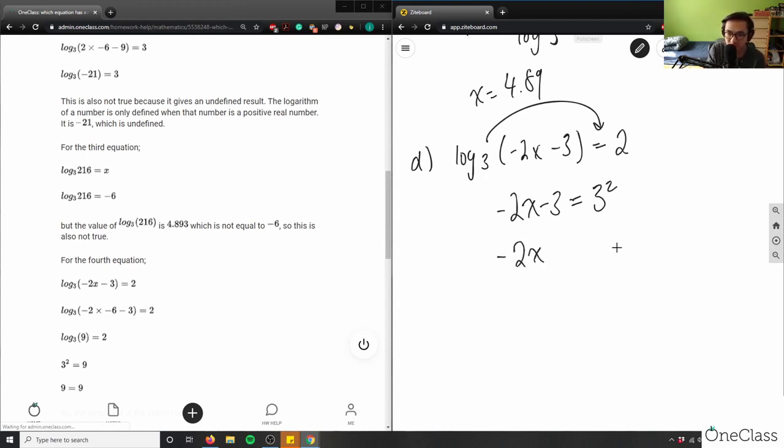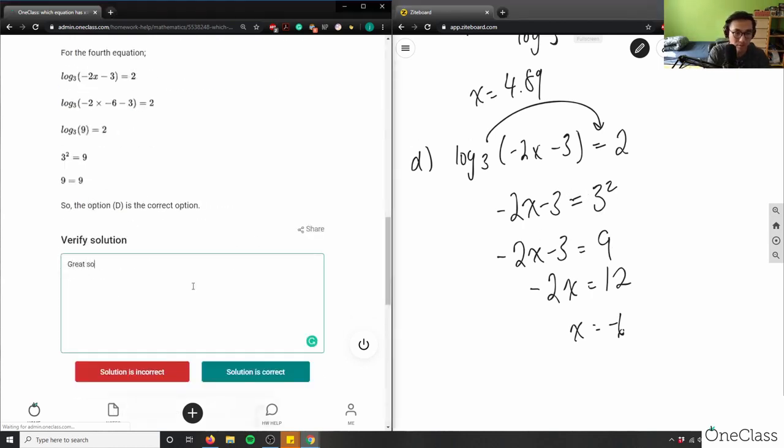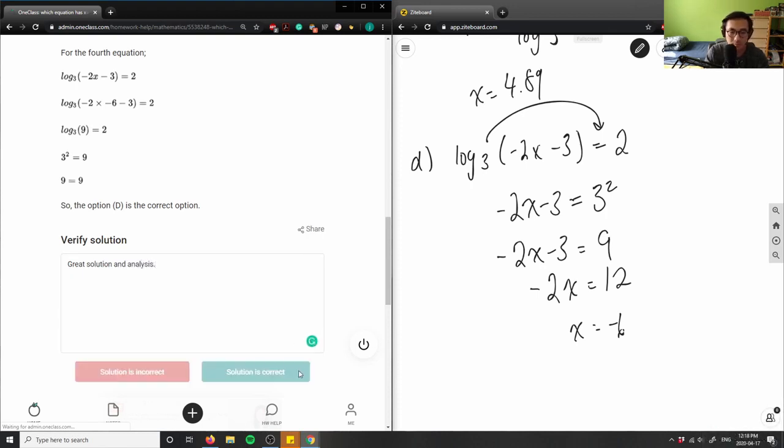This is -2x minus 3 equals 9. And then I have -2x equals 9 plus 3, which means it's positive 3 on the other side, so 9 plus 3 is 12. And then x would equal -6, right? I'm dividing both sides by -2, and I get -6. So D here is my solution. That's my fault, sorry. I put it as the exponent and not the base. So totally my fault. So this here is a great solution and analysis.